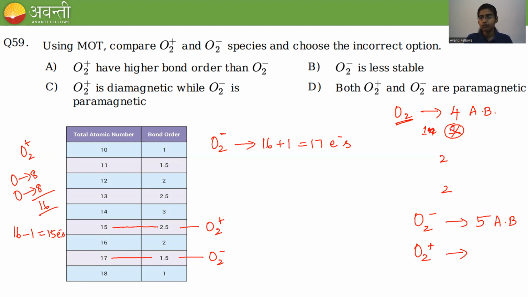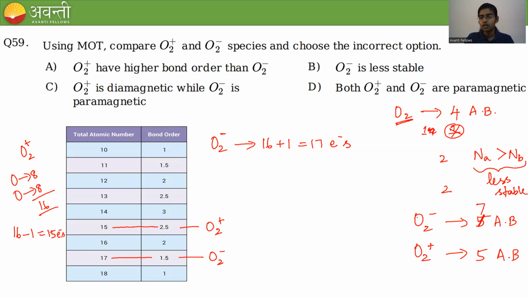Sorry, 1, 2, 3, 4, 5, 6, 7, right? So here we'll have 7 and here only we'll have 5. 5 antibonding electrons will be present. So if the number of electrons present in antibonding orbital is greater than the number of electrons present in bonding orbital, then the resulting species is less stable.